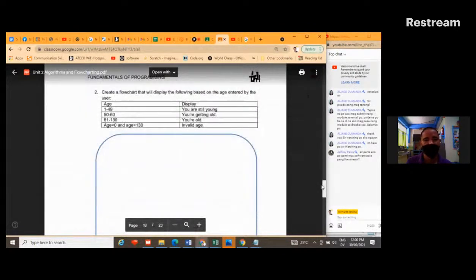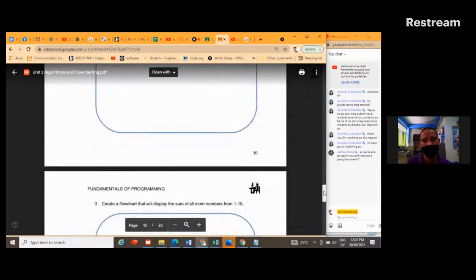And you have here another flowchart that will display the following based on the age entered by the user. 1 to 49, you're still young. 50 to 60, you're getting old. 61 to 130 years old. Age less than 0 and age greater than 130 is an invalid age. We already have the example on that here, so I hope you can answer that easily.